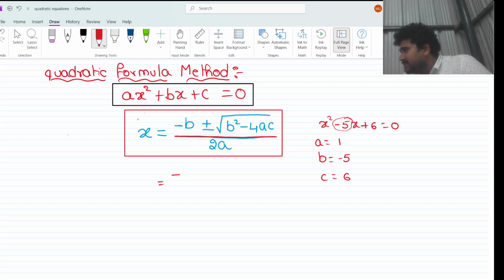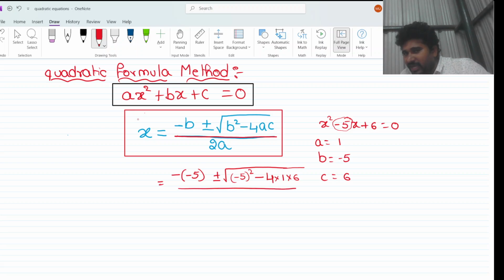Minus. Write B with brackets, some people will skip this minus. Understand? First there is a minus, then write the b value. Is that clear? Plus or minus root of b square, minus 5 whole square, minus 4ac, 4 into a into c, whole divided by 2 into a.